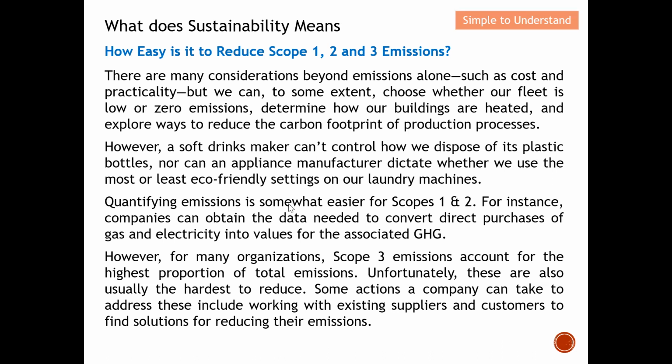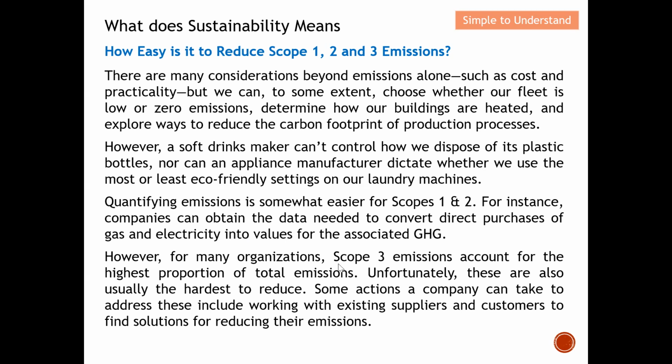So quantifying emission is somehow easier for scope 1 and 2. As I mentioned earlier, scope 1 and scope 2 are much easier, because at least you have some role in these activities. For instance, a company can obtain the data needed to convert direct purchases of gas and electricity into values for the associated greenhouse gas. However, for many organizations, scope 3 emission accounts for the highest portion of total emission.